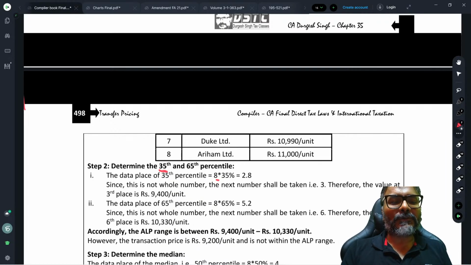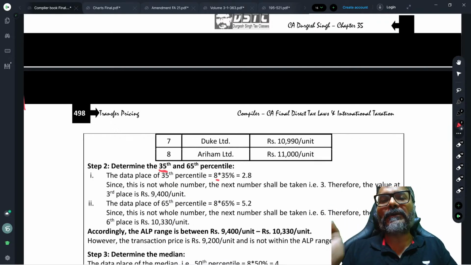On a rough note, students, if it is 2 point something, what is the situation that we will discuss here? In this regard, you will take the next particular number, and the next particular number is 3. So that is what you are going to take in this case.